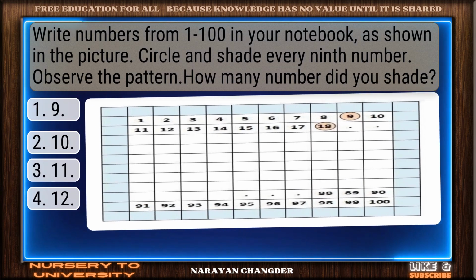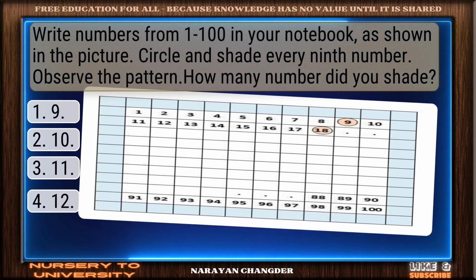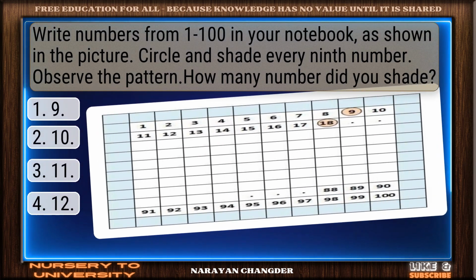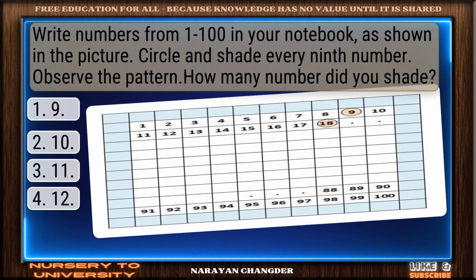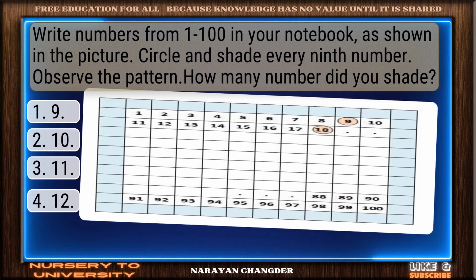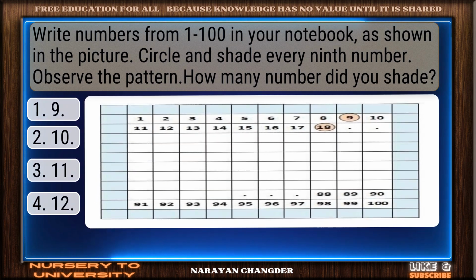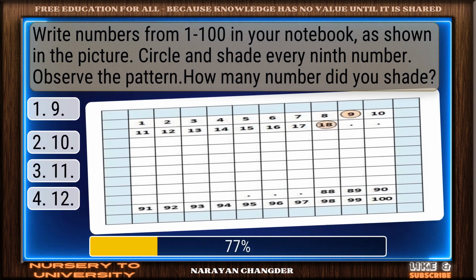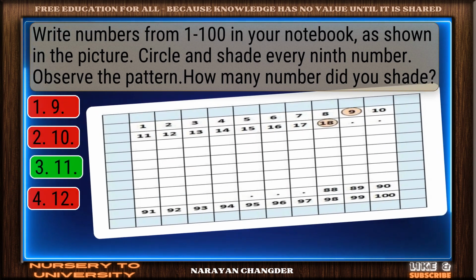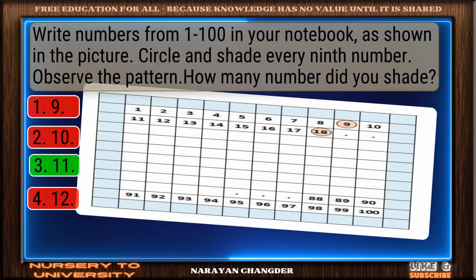Write numbers from 100 in your notebook, as shown in the picture. Circle and shade every 9th number. Observe the pattern. How many numbers did you shade? Solid response. 11 is a valid choice.